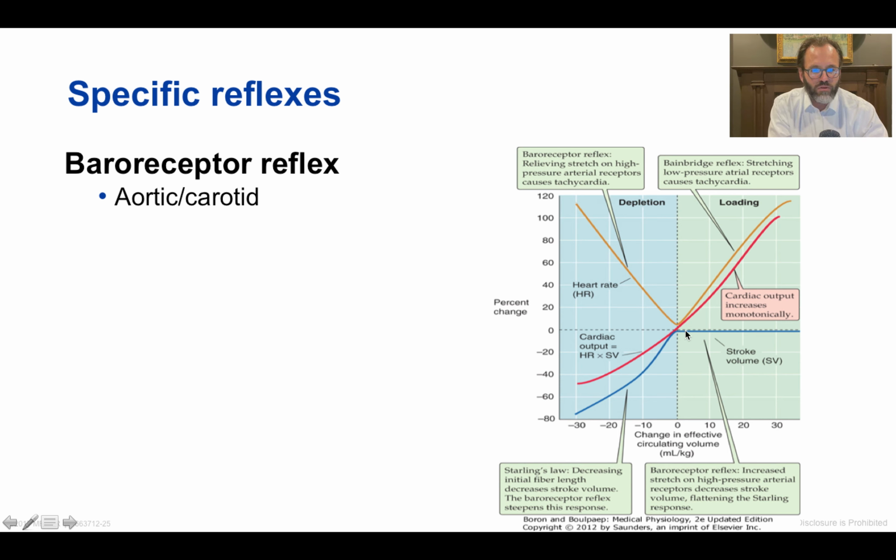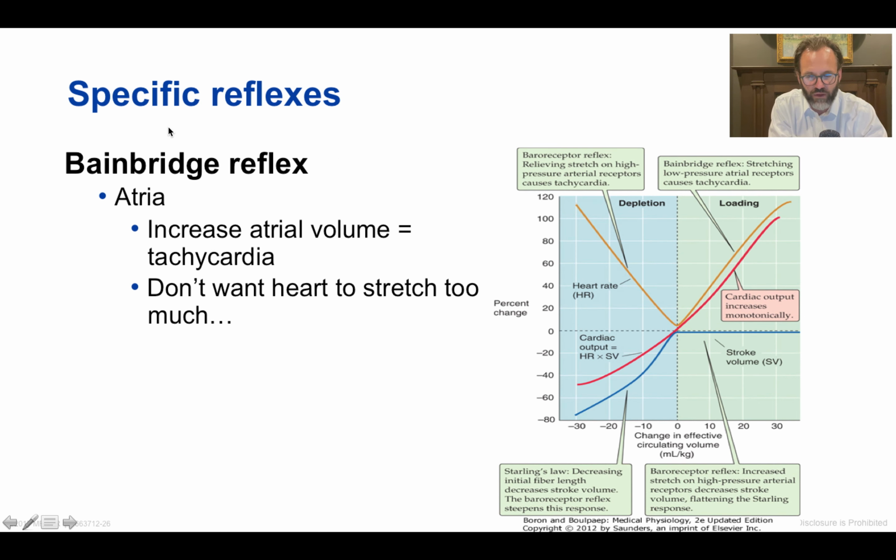But when we volume load significantly, you can see that, certainly in this preparation, stroke volume is relatively well maintained. Interestingly, cardiac output tends to increase as well in a linear fashion, along with increases in heart rate. That is due to the Bainbridge reflex, which is quite profound in canines. Here you can see that when we have atrial distension and an increase in atrial volume, that elicits tachycardia.